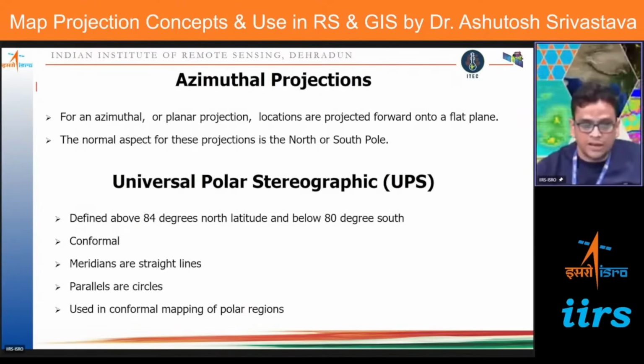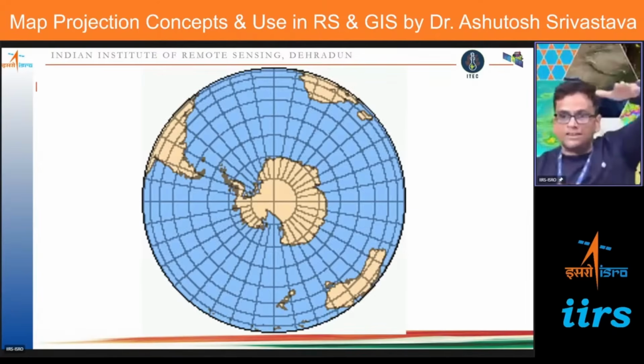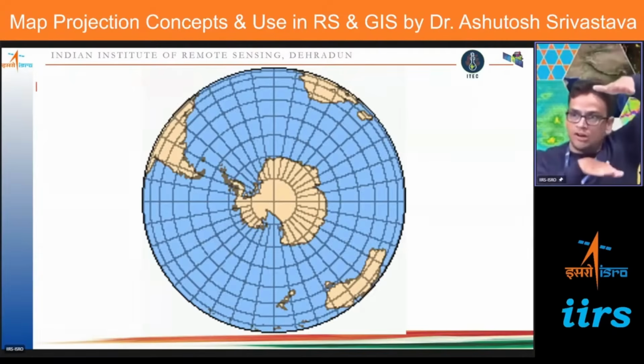Similarly, we have another one, the Universal Polar Stereographic, UPS, defined above 84 degrees north latitude and below 80 degrees south. It is basically like a flat sheet we take, which is more useful because of the flatness at the north pole or the south pole. So we use this type of projection system for the north and south poles for better projection.